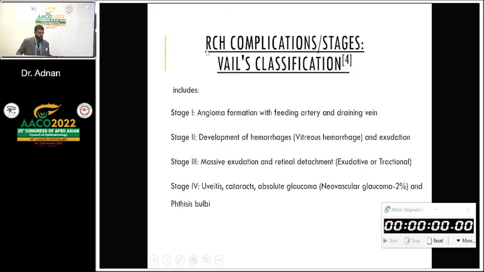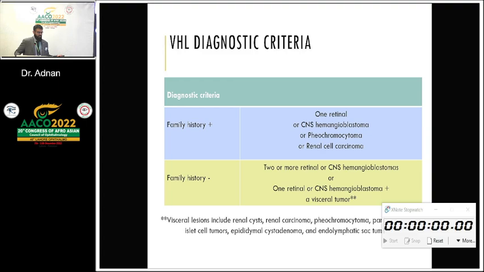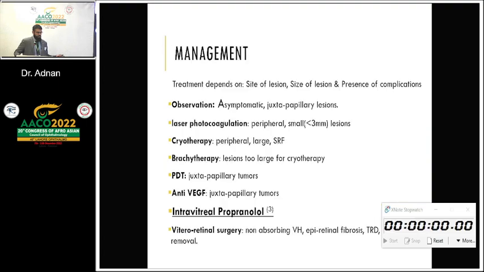So these are the classification and also the grading, and the fourth stage, the last stage, you can say uveitis. So our case had uveitis associated with the retinal capillary hemangioma. Here is the diagnostic criteria. Management depends upon the size and site of the lesion and the presence of complications.